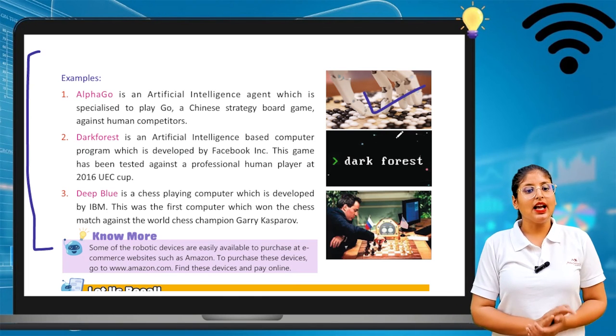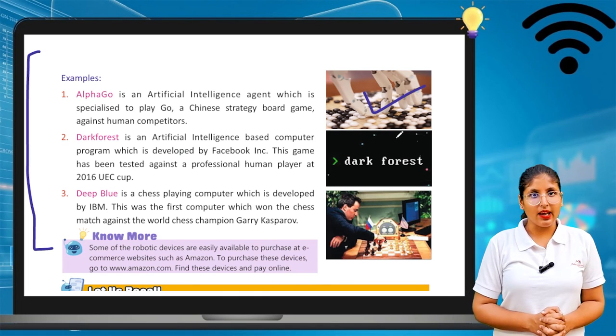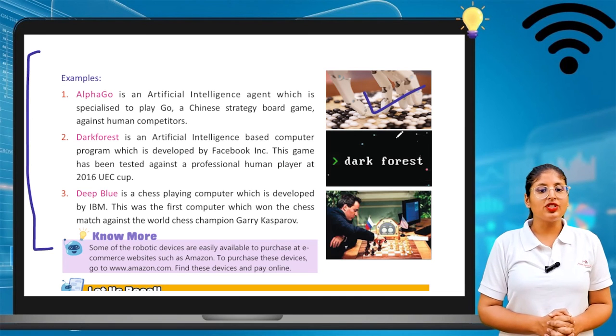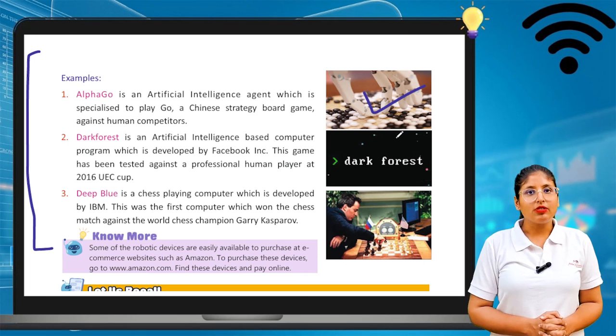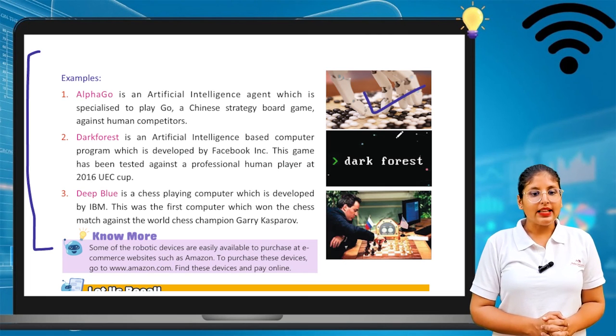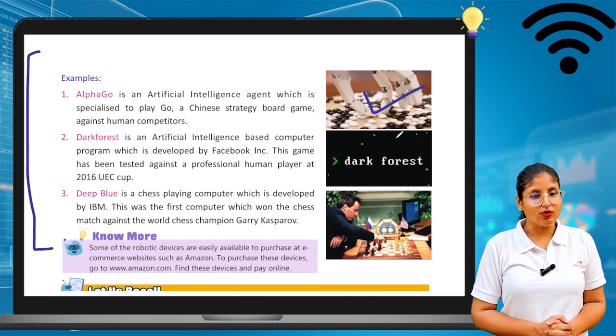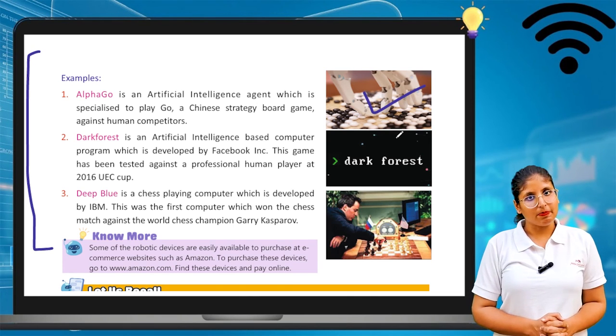The second game is Dark Forest. This is the game name. Dark Forest is an artificial intelligence based computer program developed by Facebook. This game has been tested against a professional human player at the 2016 UEC Cup.